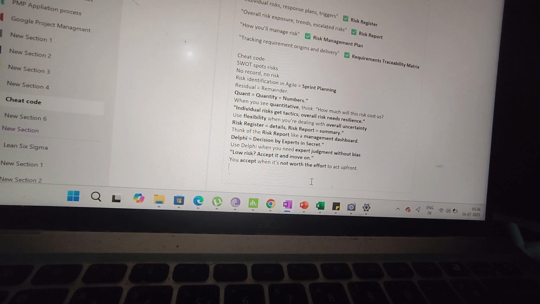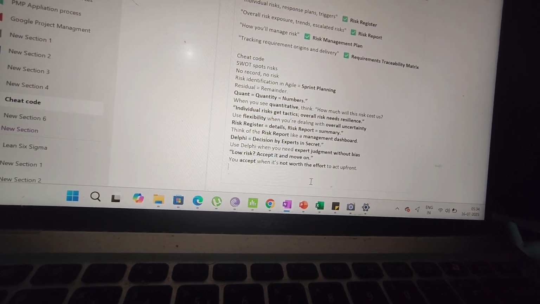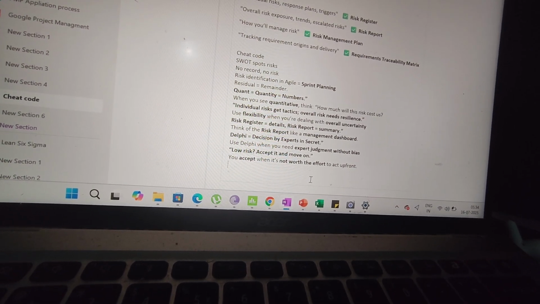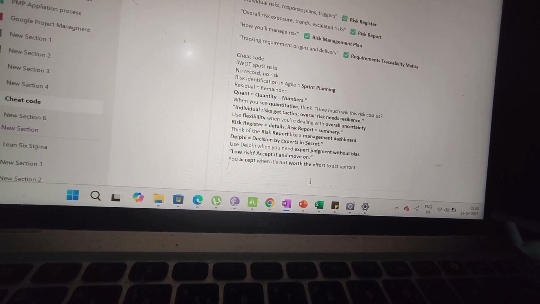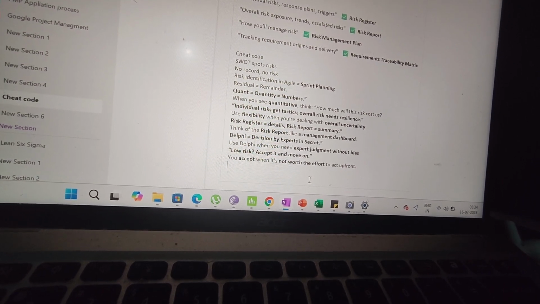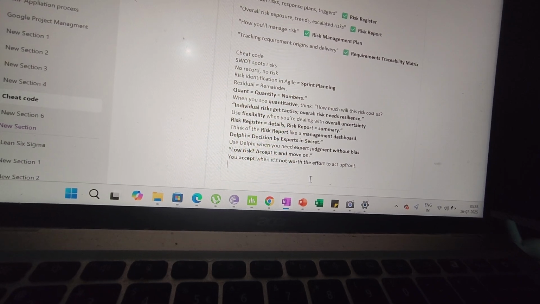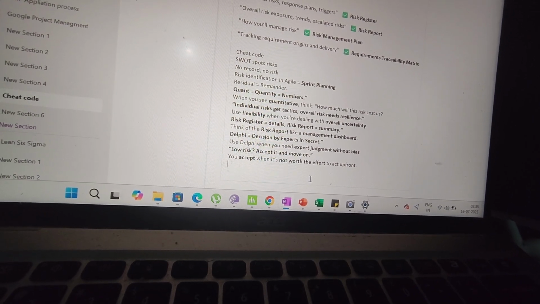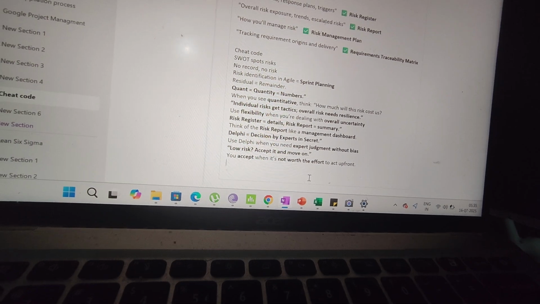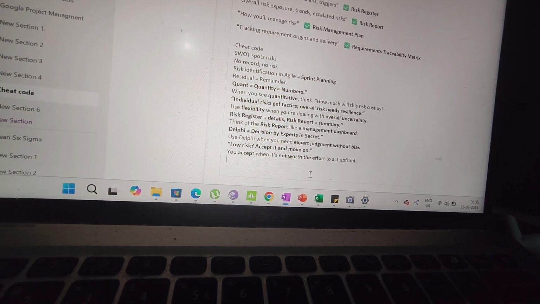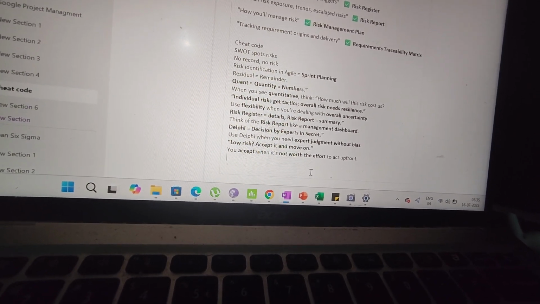Now coming back to the third pointer, which is the risk management plan: how are you going to manage the risk? This comes under the risk management plan. And the fourth and final one is the requirement traceability matrix: tracking the requirement origin of delivery. This seems like something different. So let me give you the cheat code.